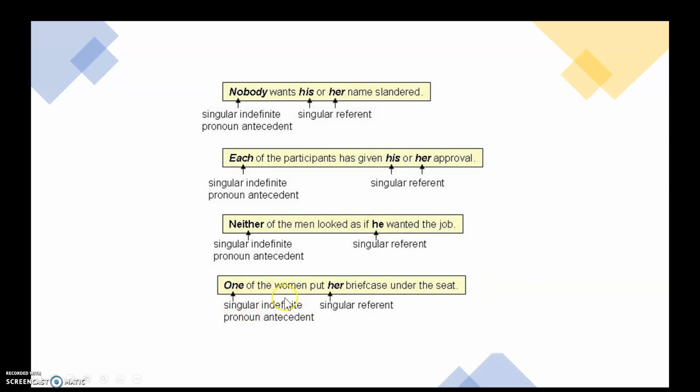Now this sentence is tricky because your temptation would be one of the women put their briefcase under the seat because women is plural. But women is not the subject of this sentence. One is. And her is not referring to all of the women. It is only referring to one of the women. So we would want to make sure that her matched one.